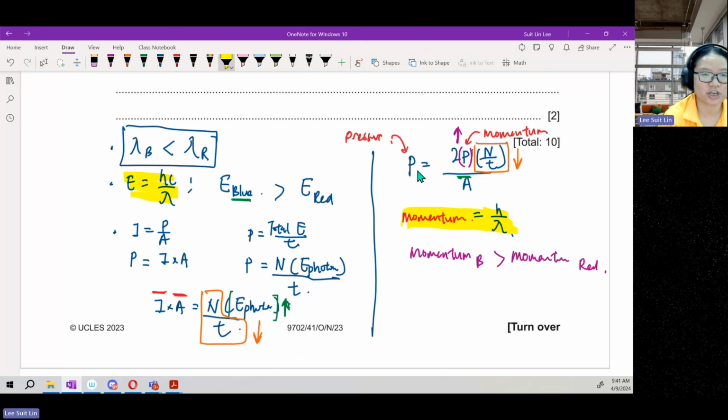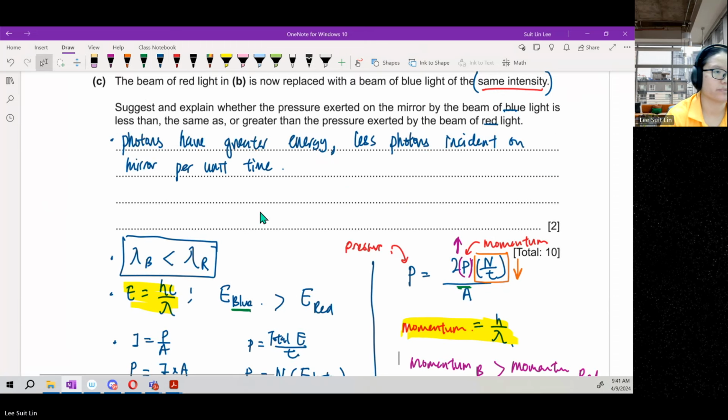So does pressure change? No. Pressure, no change. Because if, let's say, here you decrease by a factor of 4, here you will increase by a factor of 4. They affect each other in the same way. So you can try and put values in if you want to convince yourself, but it's only 2 marks, so I will refrain from doing so. The greater energy, fewer photons incident on the mirror per unit time.